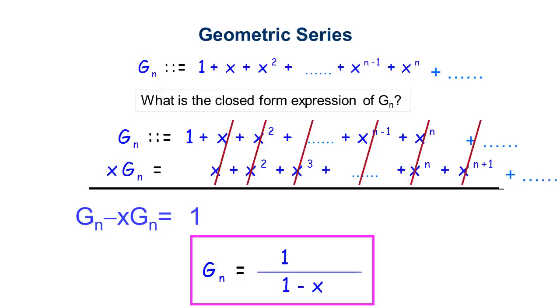As you see here, we have earlier found the summation of geometric progressions. Here also 1 plus x plus x square, then multiplied by x, gn becomes this. Now subtracting, the equal terms are cancelled, and this becomes gn minus x times gn is equal to 1, and ultimately gn is equal to 1 divided by 1 minus x. This is the closed form of the expression gn.